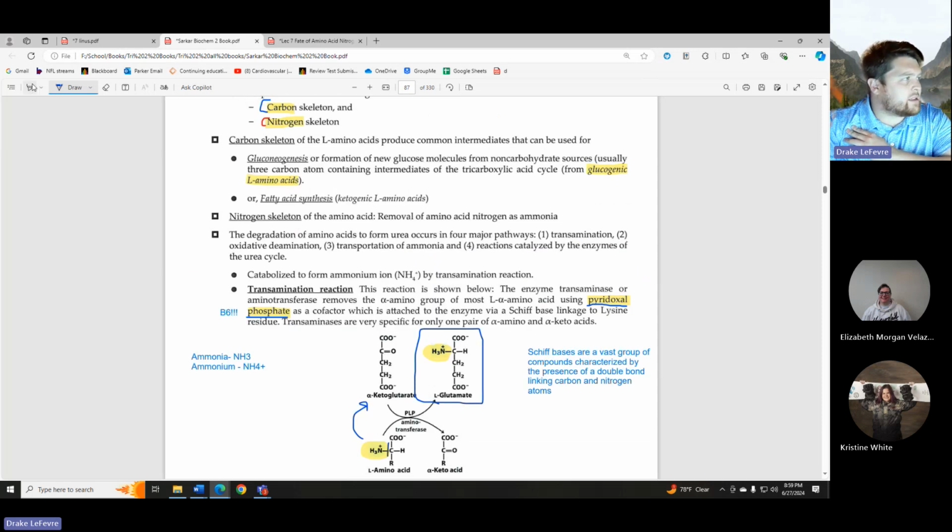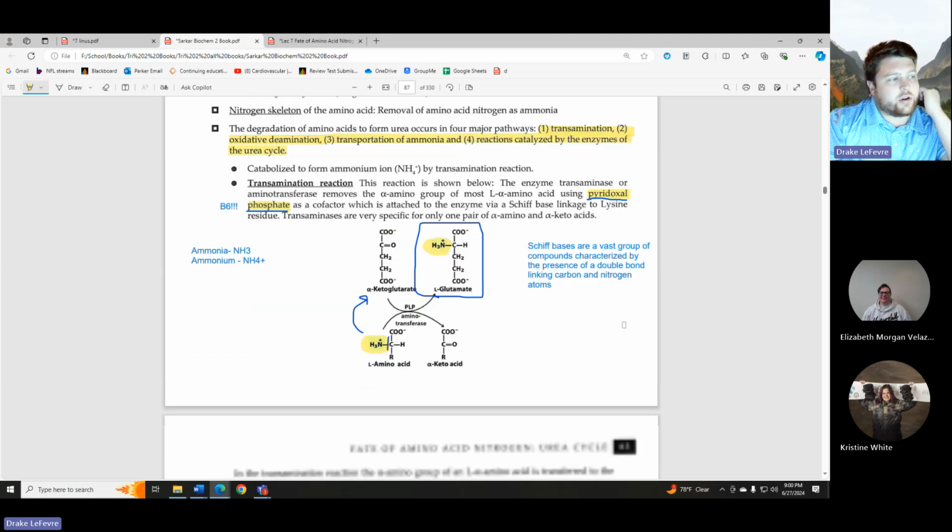This right here, you might ask about these steps: transamination, oxidative deamination, transportation of ammonia, and then the reactions catalyzed by the enzymes of the urea cycle. This is just the 4 major pathways of how we go from amino acid to urea.